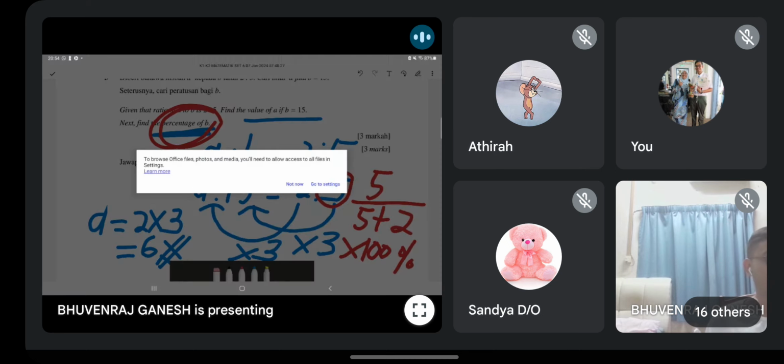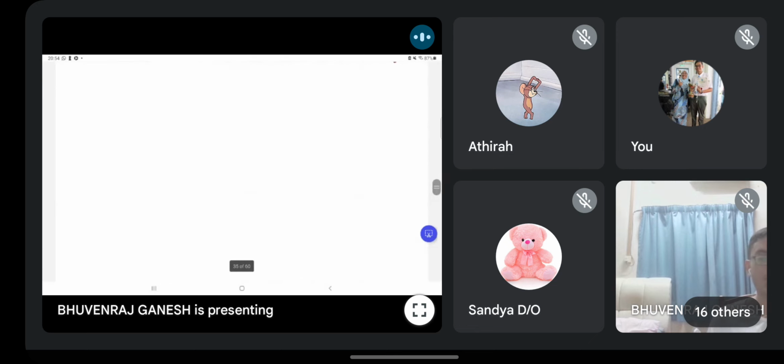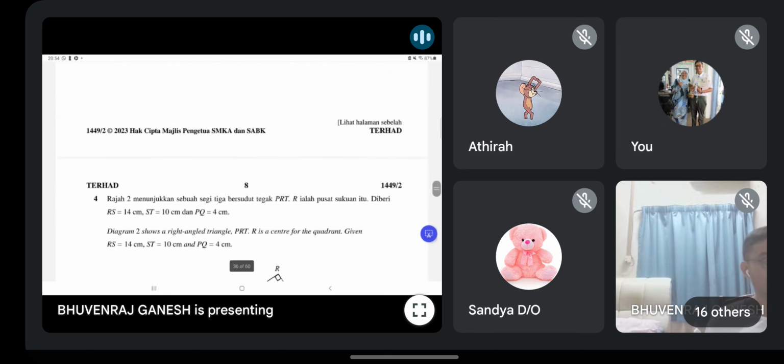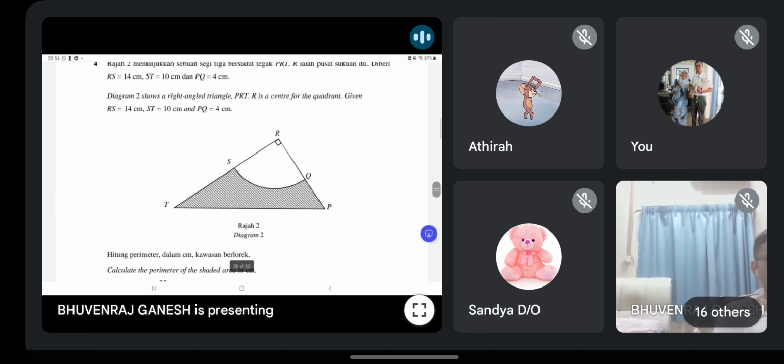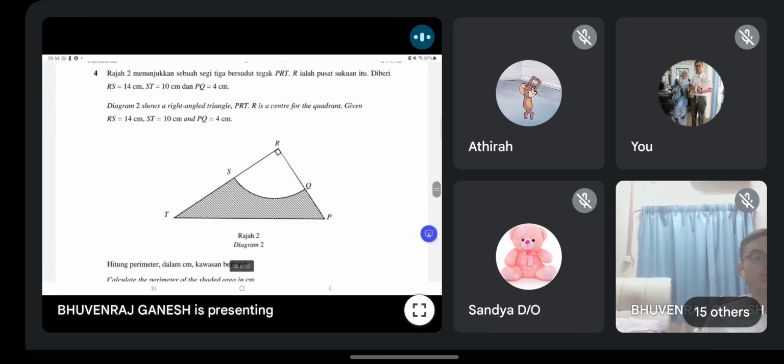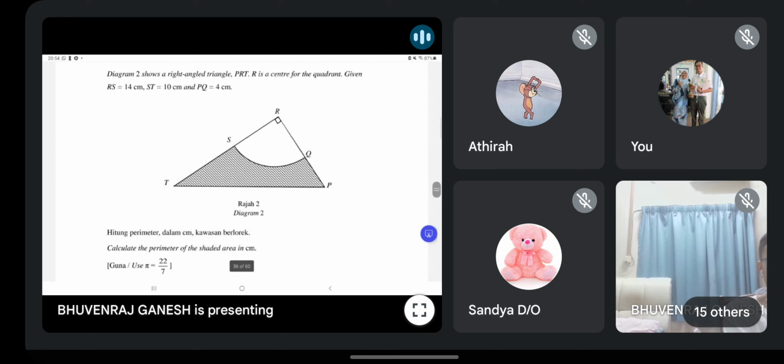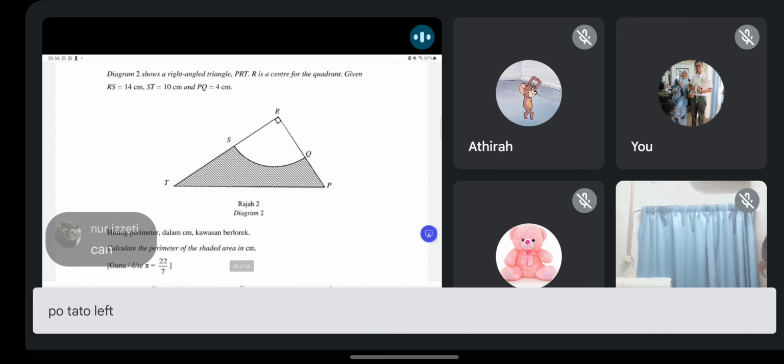Settle. Okay guys, this one also is a lower form topic actually. Dia masuk dalam trial SMKA SABK for this year. Okay, next one, number 4, another lower form topic, bulatan. So anyone who wants to volunteer for this one? Izati, nak cuba tak yang ni? This question. I rasa boleh kot yang ni. Yang ni bukan kebarangkalian.